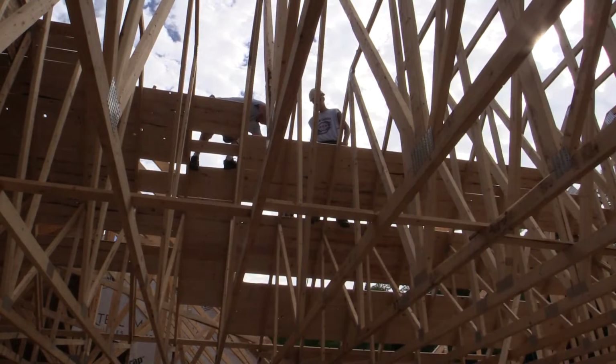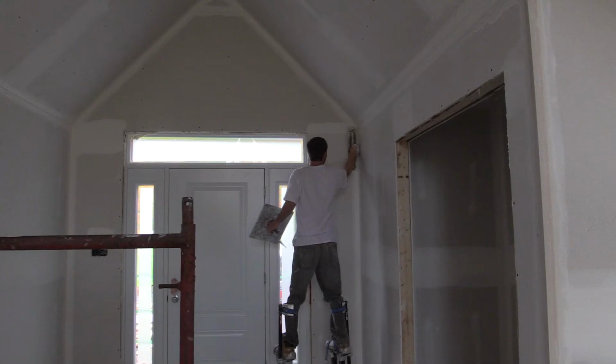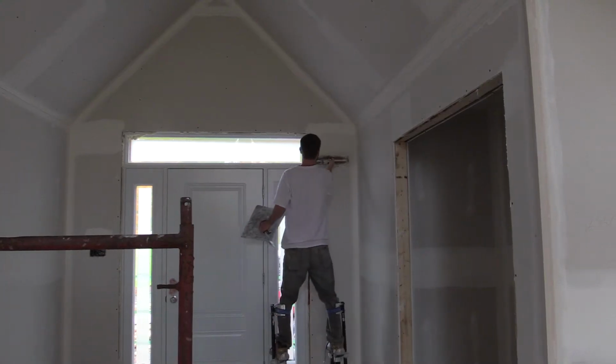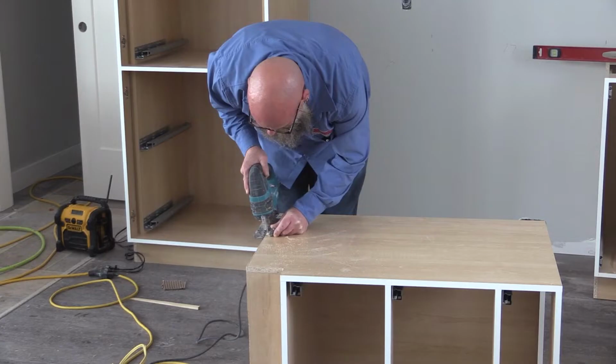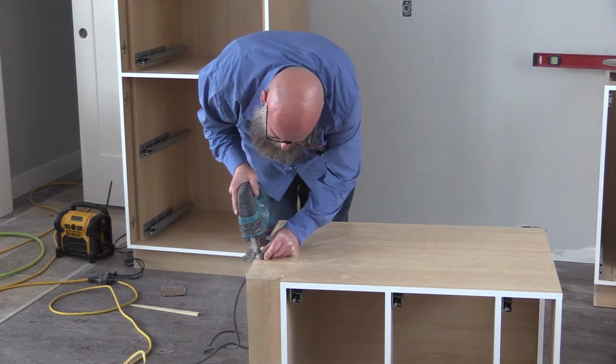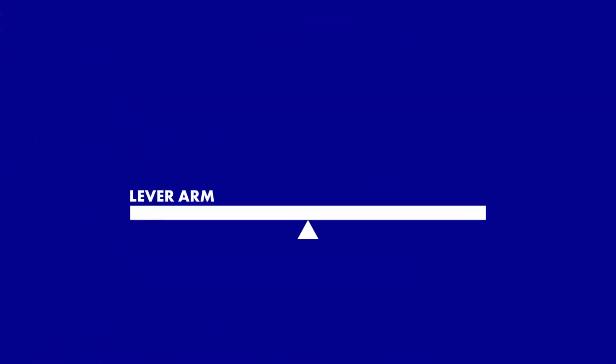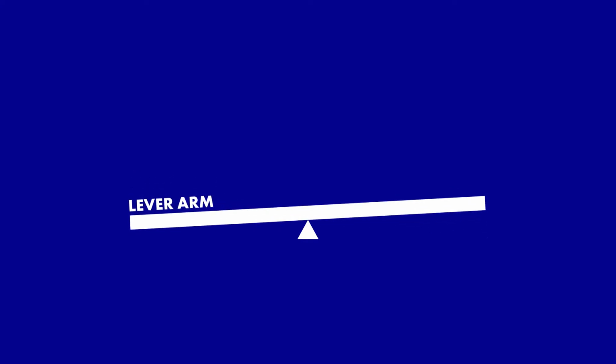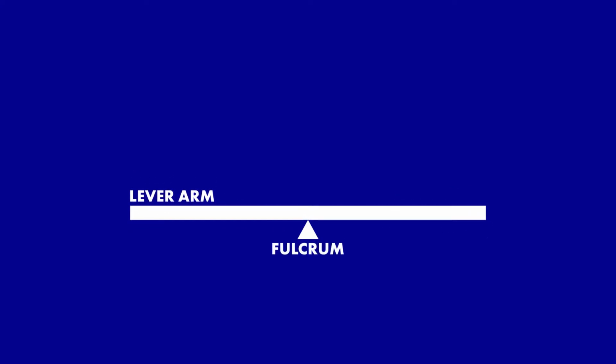Simple machines can be found throughout our daily lives. You don't have to look far to see all kinds of simple machines at work around you, making the tasks you do easier. Let's take a closer look at the 6 simple machines. First on our list, the lever. A lever consists of a solid arm that rotates around a point. That point is called the fulcrum. This simple machine closely resembles a seesaw.